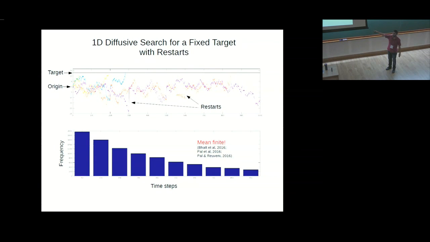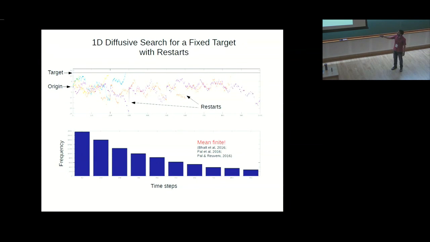And again, you ask, when do you hit the target? And you'll get some other kind of distribution, and it turns out, and this is also well known, that in this case, the mean of this distribution is finite. So this is a well-known result. But in general, the point is that adding restarts of this type can have a profound consequence on the statistics of these kind of stochastic processes.